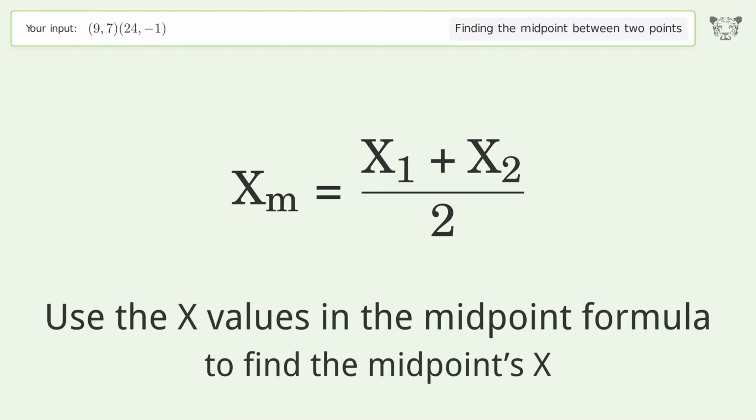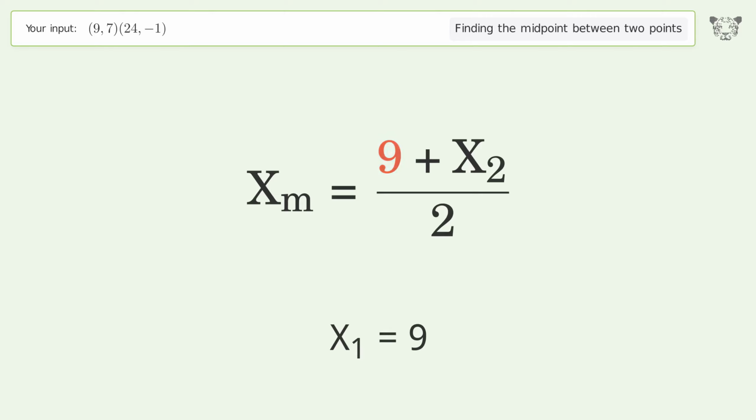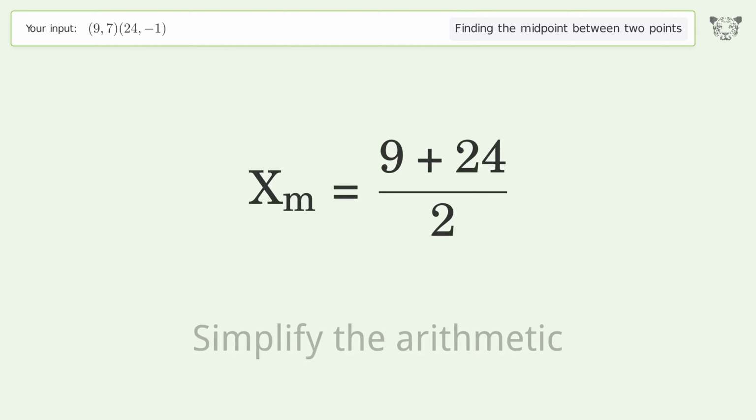Use the x values in the midpoint formula to find the midpoint's x. x1 equals 9. x2 equals 24. Simplify the arithmetic.